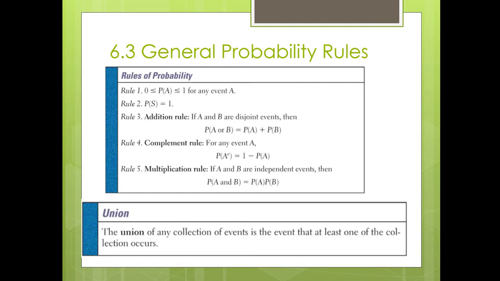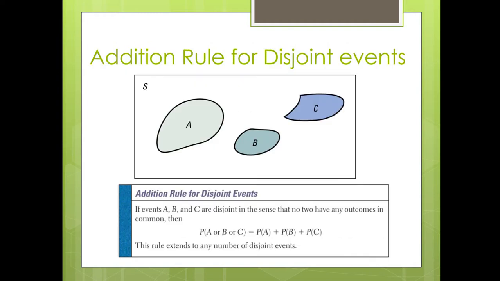So addition: if things are disjoint, you just add the two probabilities of the two events together. If two events are independent, to find the probability that both occur, you multiply the two probabilities together. There is also the complement rule, which is the probability of something not happening is equal to 1 minus the probability of that event happening.